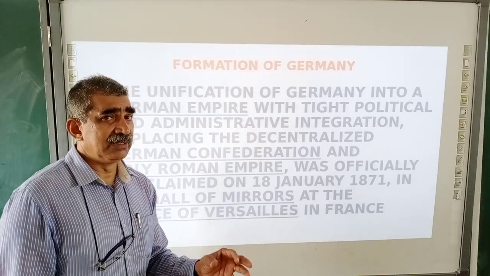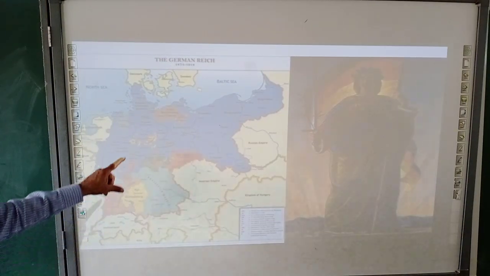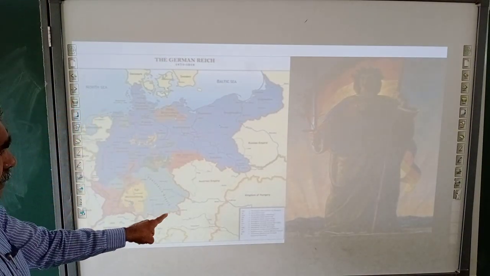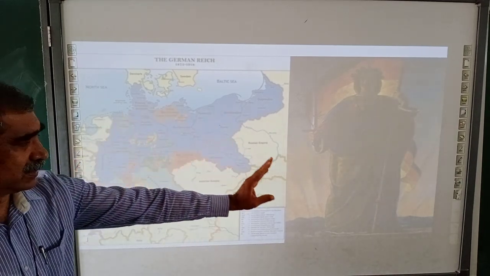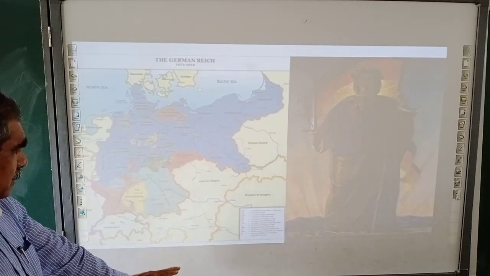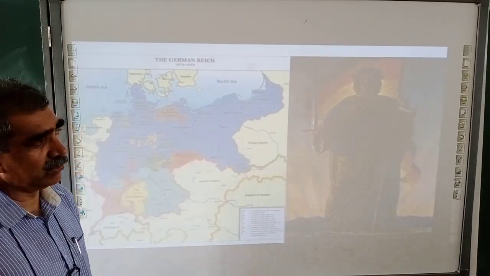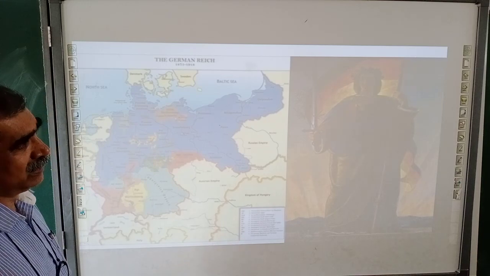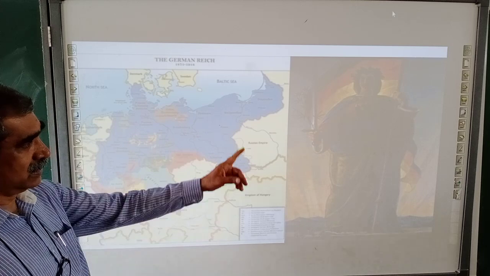Now let us see a little more about Germany. This is Germany. This is the German Confederation, present day Germany. This side is France, this side Russia, and all those things. This is present Germany. This is a symbolic representation of Germany. This is not Germania. This is Germany. This we will see next year in this class.